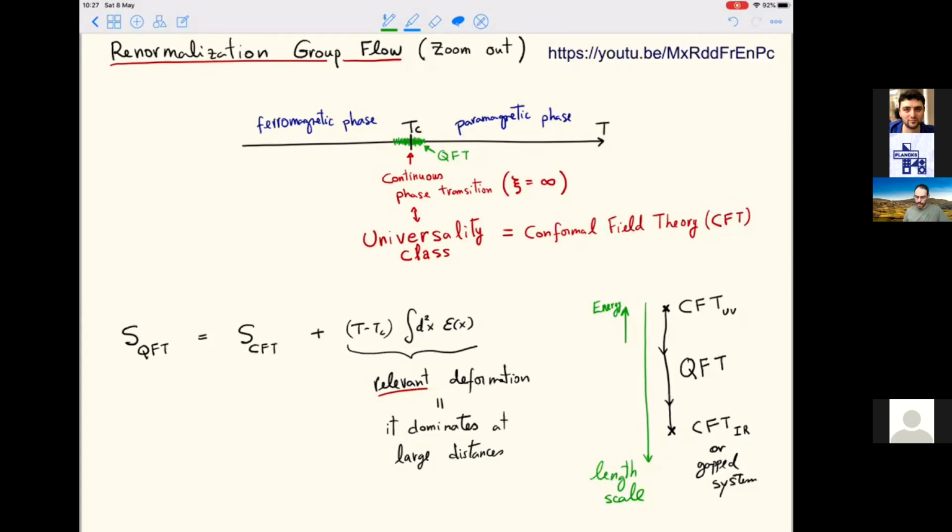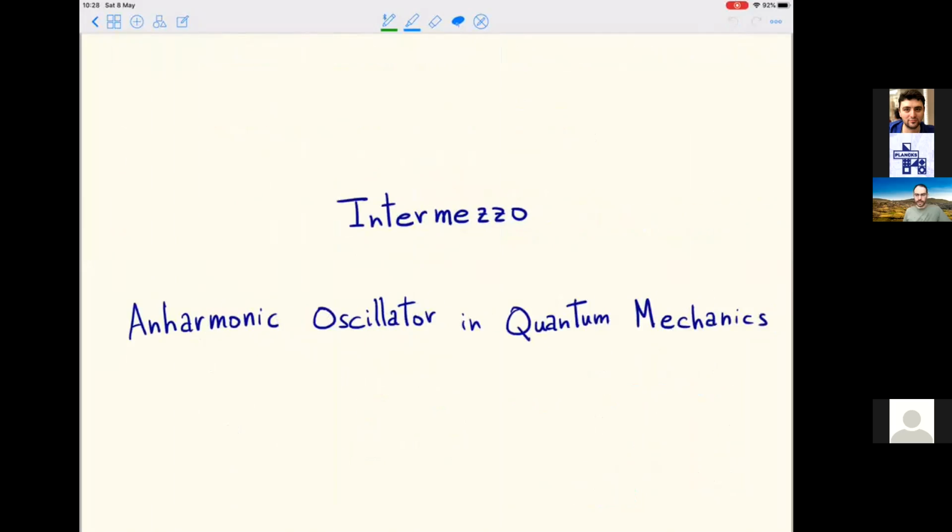Okay, so now I think it's time for the intermezzo. So I want to tell you a bit about the anharmonic oscillator in quantum mechanics. I'll stop for 3 more seconds so that you have time to ask me a question before I change topic.